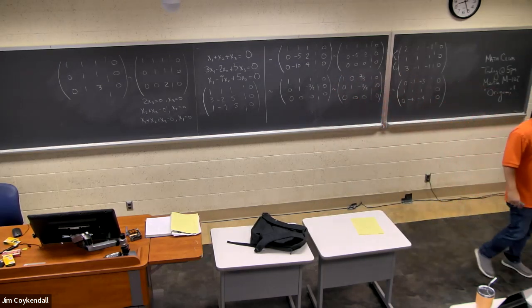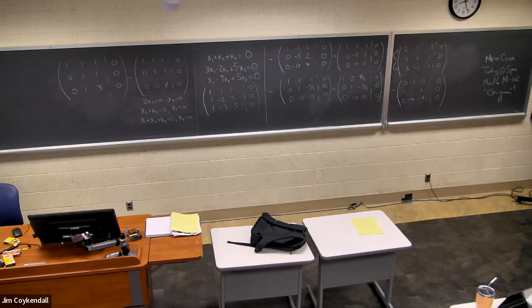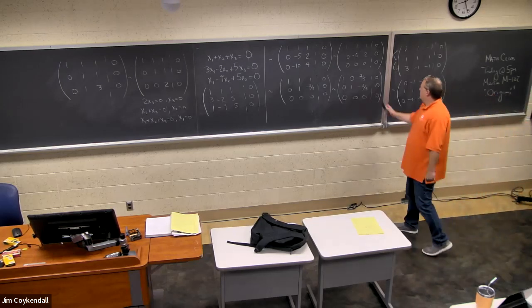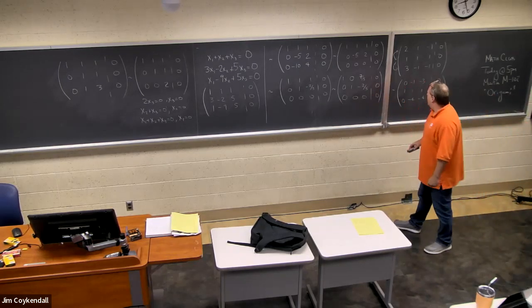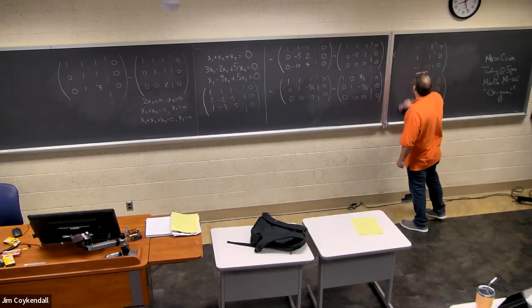Okay, 3 variables, x1, x2, x3. How many are basic? 2, namely the x1 and the x2 are basic. And the one that corresponds to the non-pivot column, the one on the right, next to the column of zeros here, x3, is our free variable.